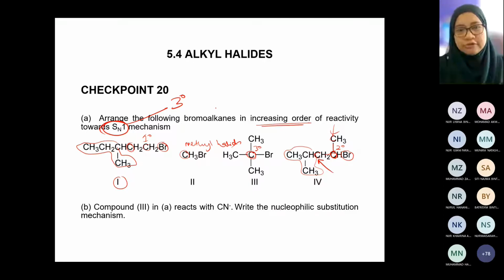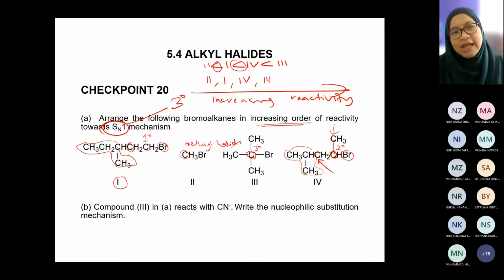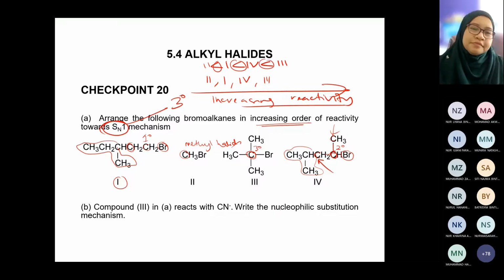Okay, increasing order. So you start with number 2, the weakest. Okay, and then primary, we have primary there, number 1. And then we have number 4. And we have number 3. Increasing reactivity. Or you may also use this one. If you feel confused using this, don't use it. Use an arrow and then write underneath. Later in the exam you may panic, not knowing which is bigger, which is smaller.